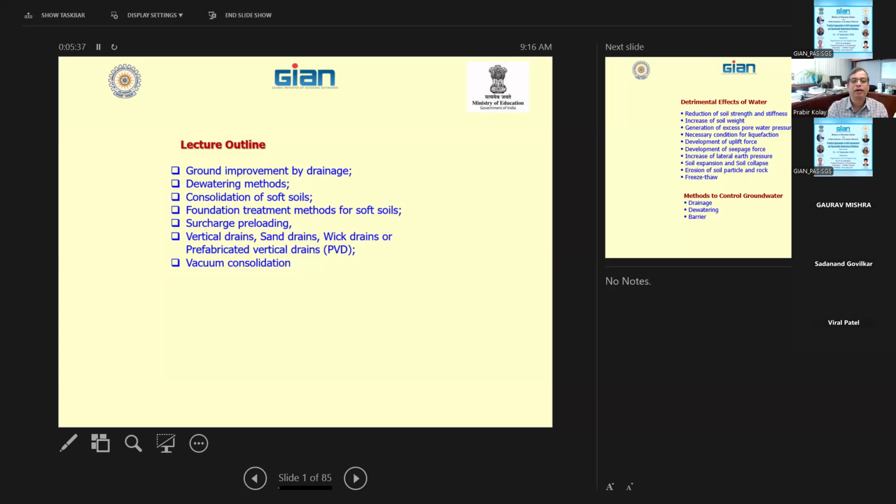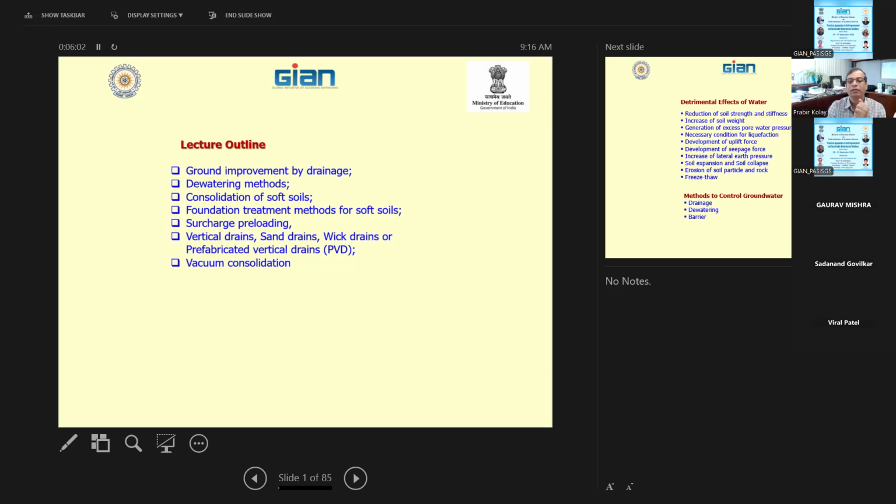So now in this session, I'm going to talk about the soil ground improvement by drainage, different dewatering methods or techniques, and then consolidation of soft soil. I don't know whether I should cover this because everyone knows, but I may go quickly. And then the foundation treatment method for soft soil by using surcharge or PVD, surcharge or preloading.